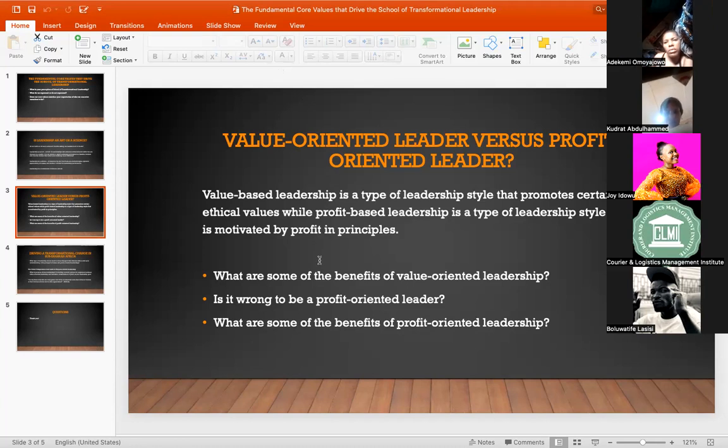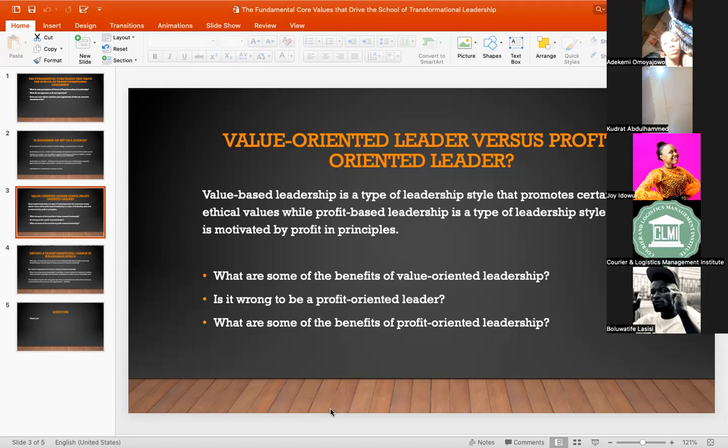What are some of the benefits of profit-oriented leadership? I can tell you that one of the benefits of profit-oriented leadership is that it helps the organization to continue to survive. If your organization is not making profit, what do you think will happen to that organization over time? It will be out of business. So if you don't want your organization to be out of business, you have to think of a way of generating profits. As somebody said, it's not totally wrong. It depends on how serious we want those who we are training to be.